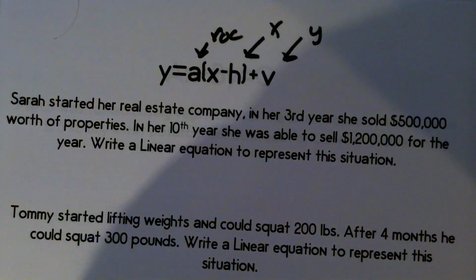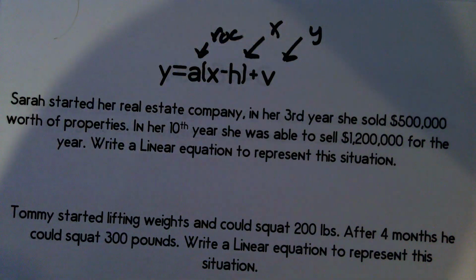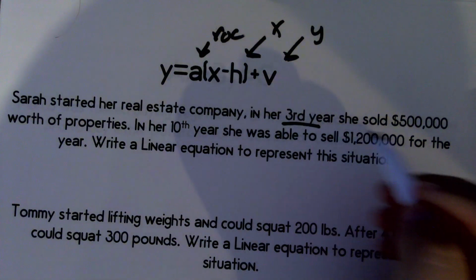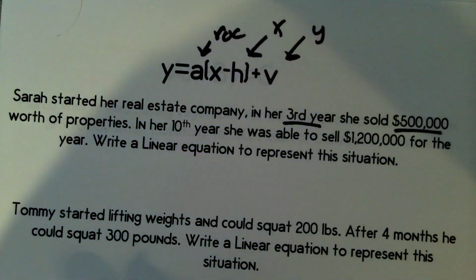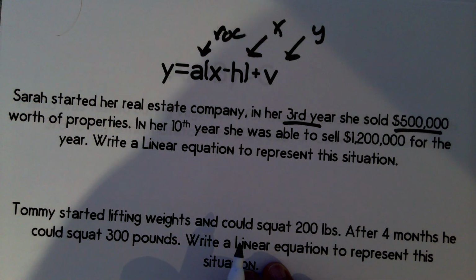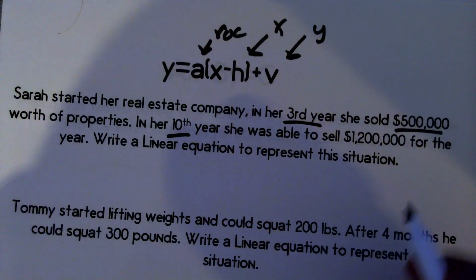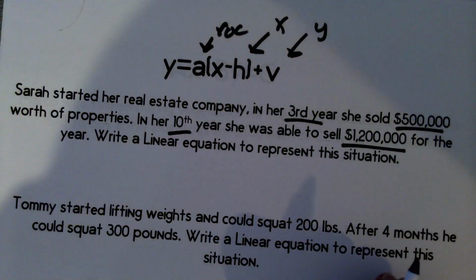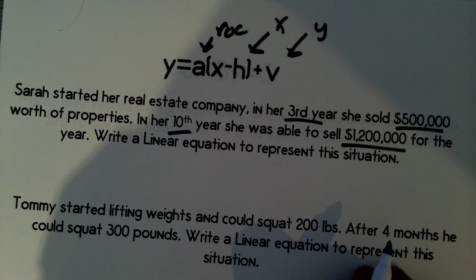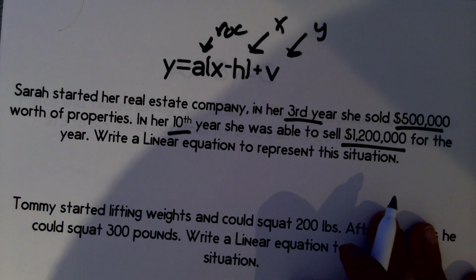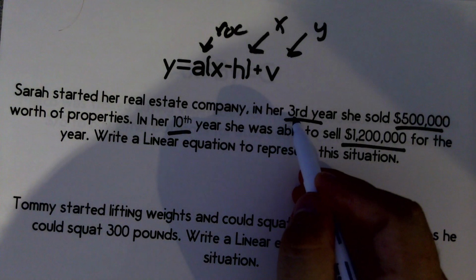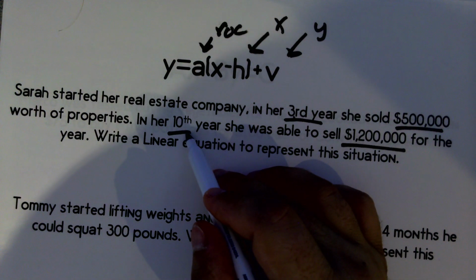So our first example: Sarah started her real estate company, and in her third year, she sold $500,000. In her 10th year, she sold $1,200,000. Write a linear equation to represent this situation. Okay, so we went from 3 to 10.